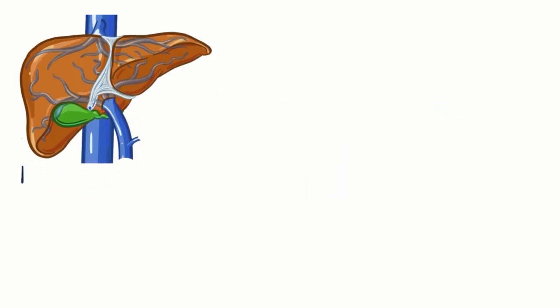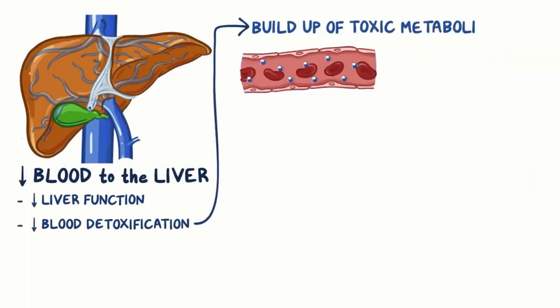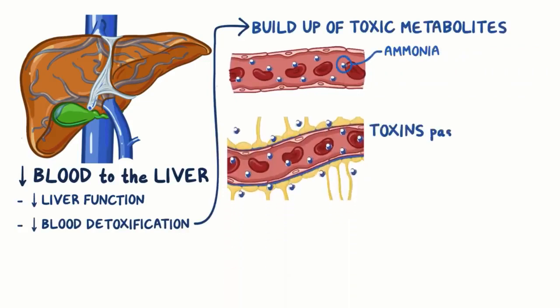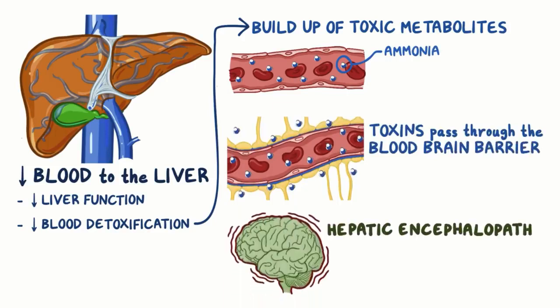So first, less blood gets to the liver, causing diminished liver function and decreased blood detoxification, which leads to a buildup of toxic metabolites, like ammonia, in the blood. Ammonia and other toxins can pass through the blood-brain barrier and cause hepatic encephalopathy.